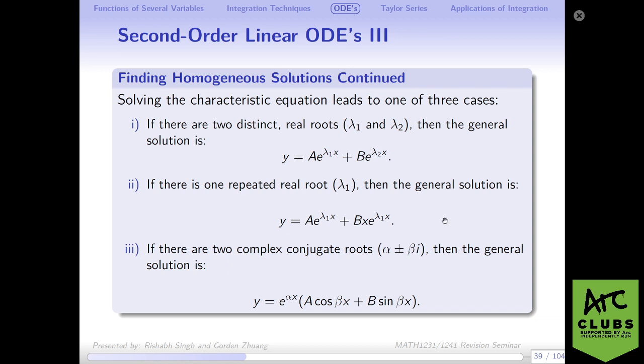And in the case where the characteristic equation has two complex roots, this is actually just a special case of the first case. So if you try subbing in alpha plus minus beta i into e to the lambda x, we'll find using Euler's equation that we'll get the cosines and sines. However, just for convenience, the solution will always look like this.